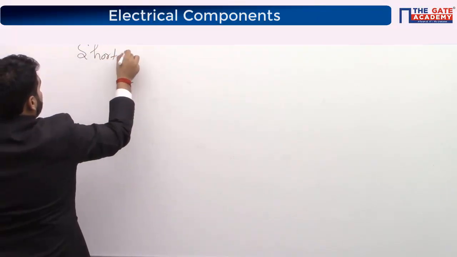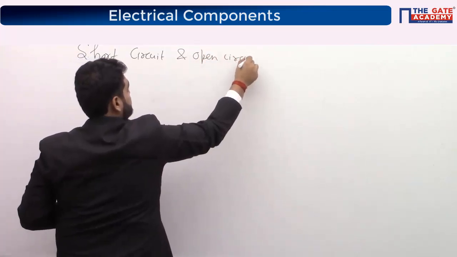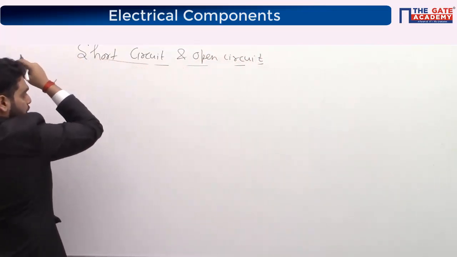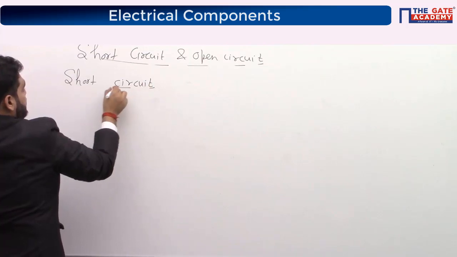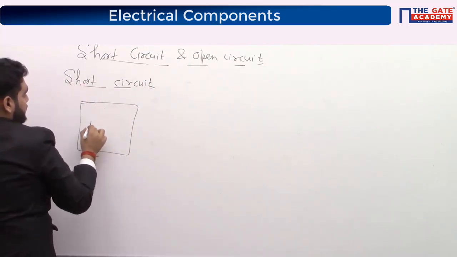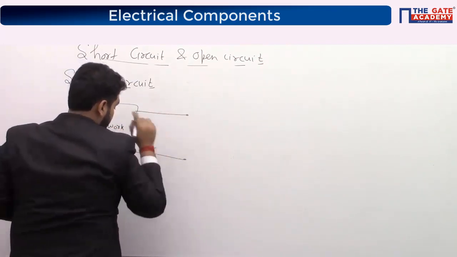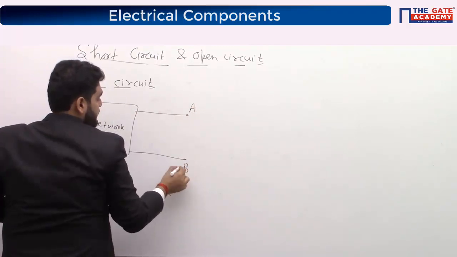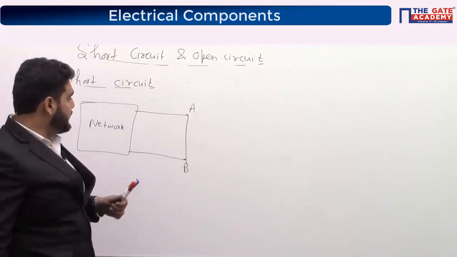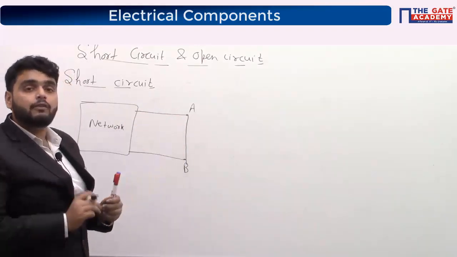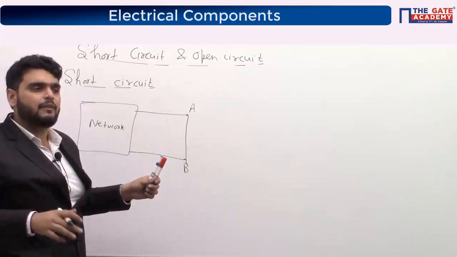Short circuit and open circuit. Okay, so see, first of all we'll see about short circuit. Let us suppose I have some network here. We have two terminals A and B, and I can short circuit this like this. Okay, what do you mean by short circuit? I have connected both terminals with a least resistive wire, or I can say the resistance of this wire is 0. It has approached 0.